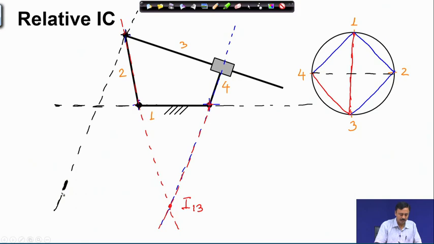So, this black dashed line and this blue dashed line, they are parallel. So, where do these two lines meet? They meet here. So, this must be I 2 4. So, we have now located both I 2 4 and I 1 3. So, all the relative ICs are now known.